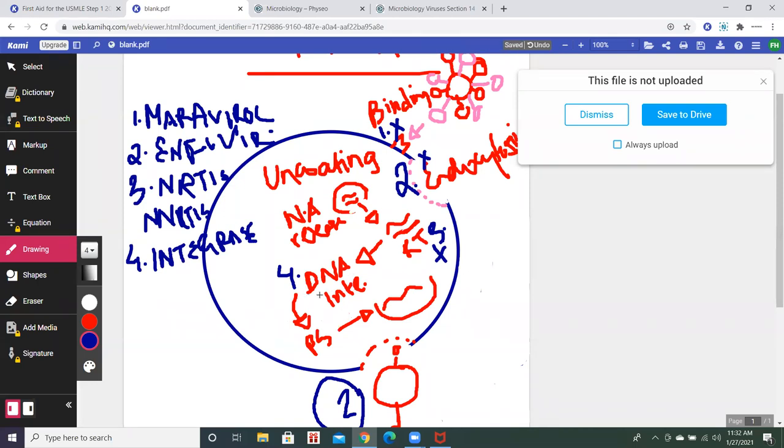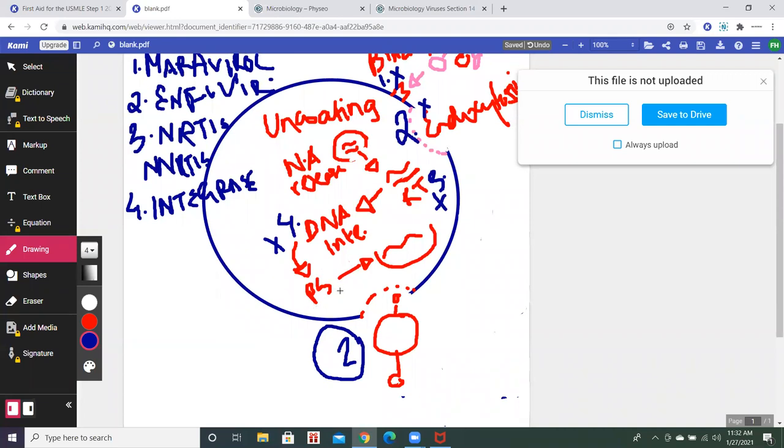Okay, next one. After integration, let's say you fail over here. You fail at binding, you fail at penetration, you fail at preventing reverse transcription, you fail at preventing DNA integration. Next one is protein synthesis. If you attack this protein, can there be formation of a new HIV virus? Yes or no? No. So your last one is you can have viral proteases. Viral proteases will break down this protein and there will be no new HIV, okay? So next one is viral proteases. So you can give proteases.